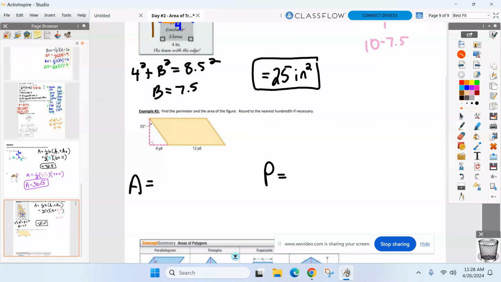You can do perimeter first. Nearest hundredth in your answer, nearest hundredth. I'm just going to write the answers up here. If it matches, move on to the homework assignment. If it doesn't match, call me over. You can talk it over with people in your group too.